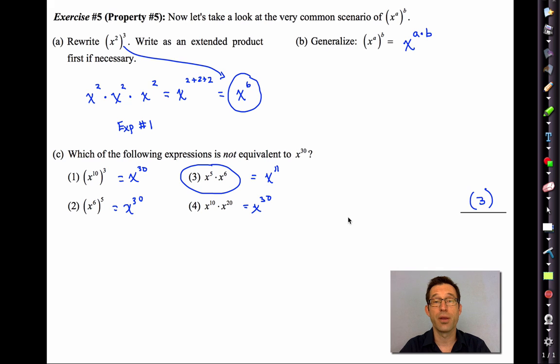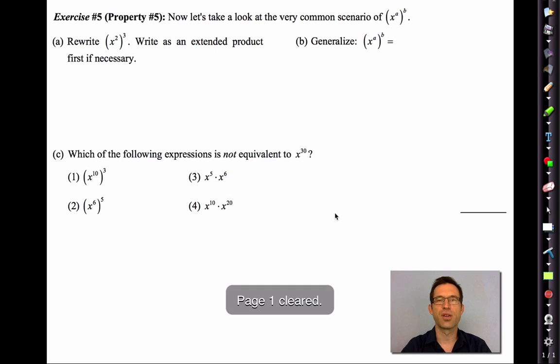Very important property, right? It's the property that's really going to help us understand fractional exponents a little bit better. All right. But pause the video now. Write down anything you need to. Okay, let's clear it out.